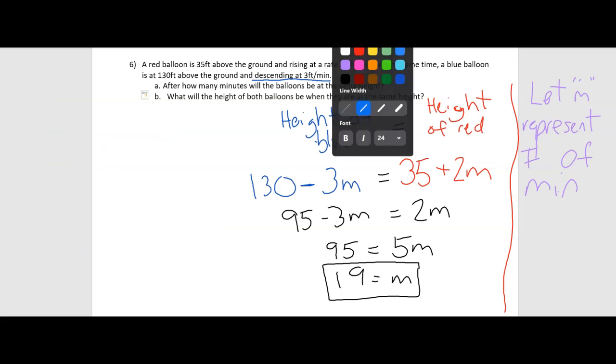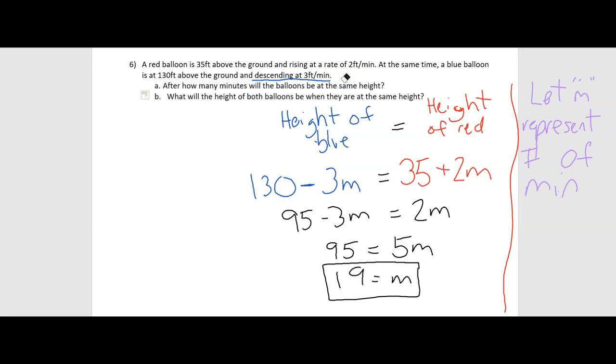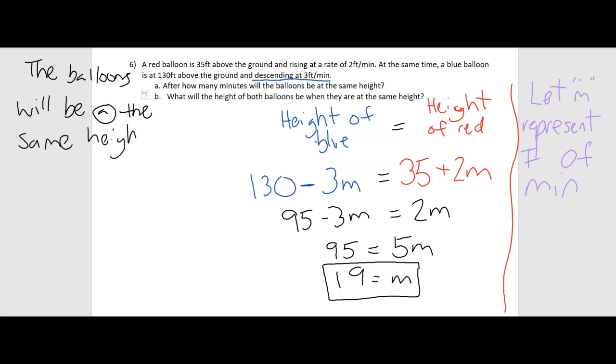And I'm actually going to write a little sentence for part A. So we can say the balloons will be at the same height after 19 minutes. It's good to write that little concluding sentence, even though you did the work down here. Just explain to the reader what that 19 really represents.